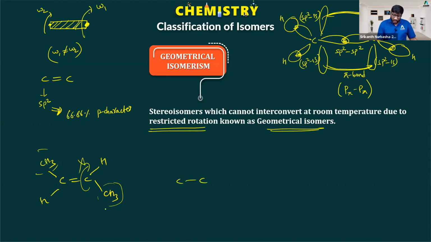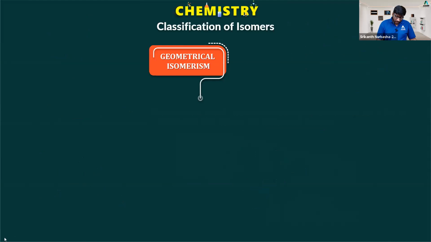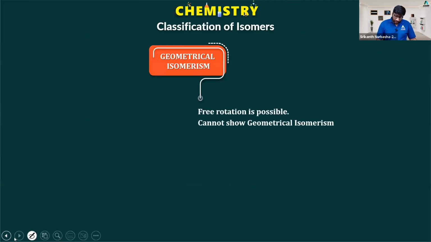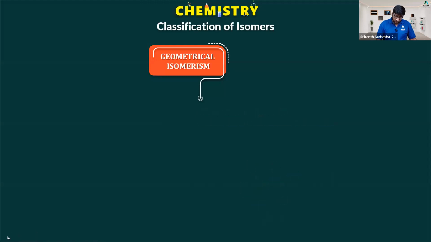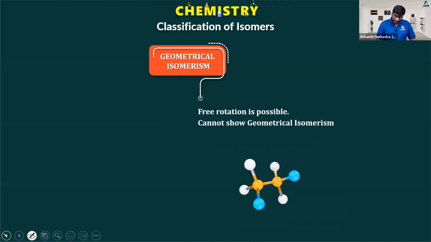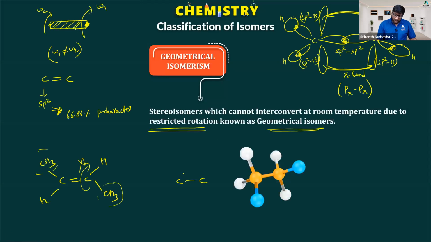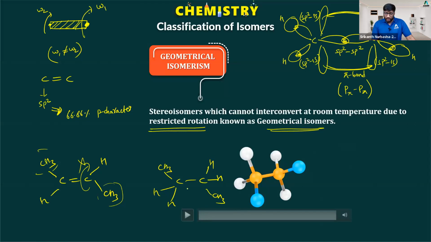If I write a carbon-carbon single bond and write methyl here and methyl here, two hydrogens in this fashion, two hydrogens in this fashion, can I say it has cis-trans isomerism? Carbon-carbon single bond, no. I cannot say so, because the rotation is possible. Free rotation is possible.